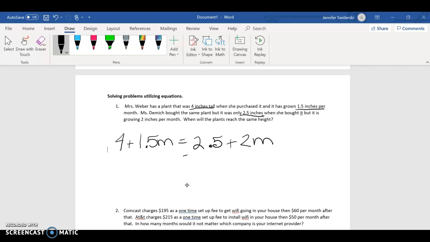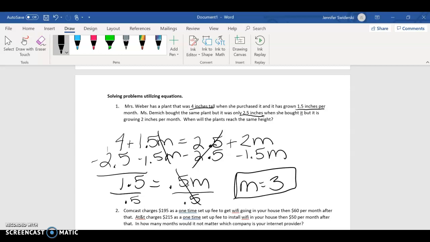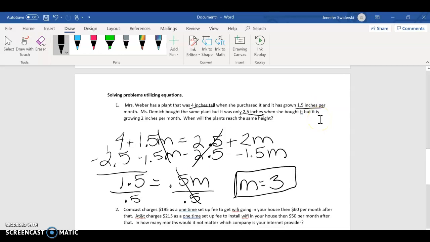All right, well, let's solve. So if I subtract 2.5 here, subtract 2.5 here, we know 4 minus 2.5 will be 1.5. Subtract 0.5m here. Need to do the same here. So I get 1.5 is equivalent to 0.5m. Divide both sides by 0.5. I get m is equivalent to 3. What does that mean? In 3 months, the plants will be the same height.